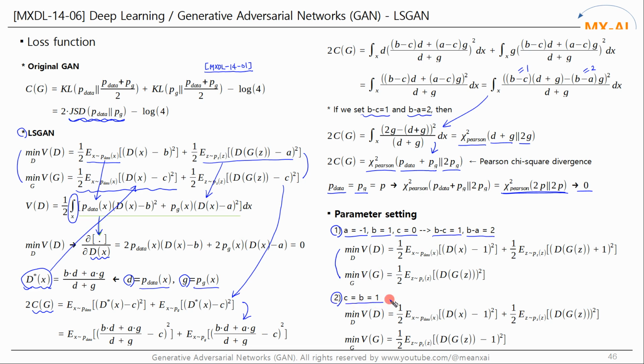For example, by using the 0 and 1 binary coding scheme, we get the following objective functions. V(D) is minimum when D(x) is 1 and D(G(z)) is 0. And V(G) is minimum when D(G(z)) is 1. The paper notes that in practice, these two cases show similar performance. Thus, either one can be selected.